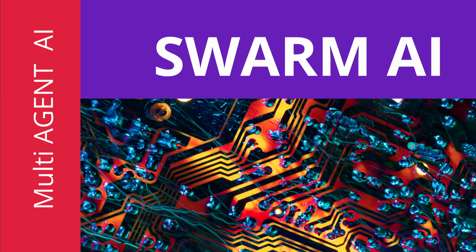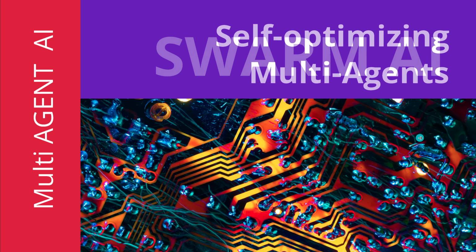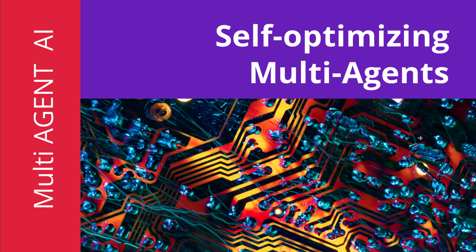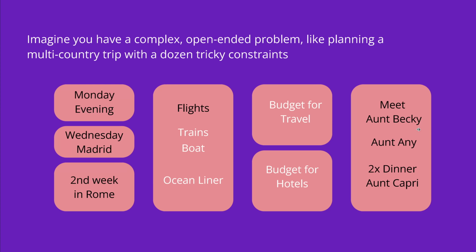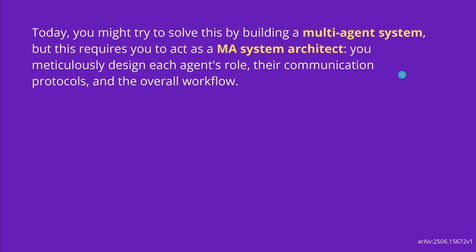Let's talk about the latest AI research in swarm intelligence, or self-optimizing multi-agent configuration. And you say, why do we need it? Now, easy. You have a complex open-ended problem, like planning a multi-country trip with dozens of tricky constraints. This is where you need it.